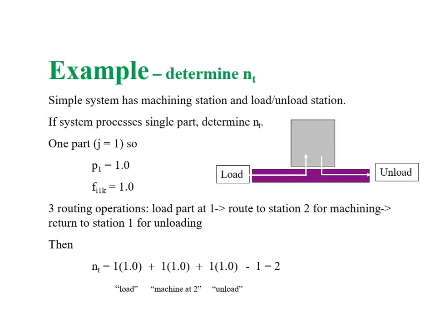Given an example, as you can see here, the loading and unloading is done through one workstation, and J is nothing but one part, and PJ is one, as we have only one part here. FIJK is already one because there is only one operational frequency. There are three routing operations which we can see. The load from part is at station 1, so here the loading is done. Then it goes via route 2 to station 2 for machining, where the machining is done, and after machining it returns to station 1 for unloading.